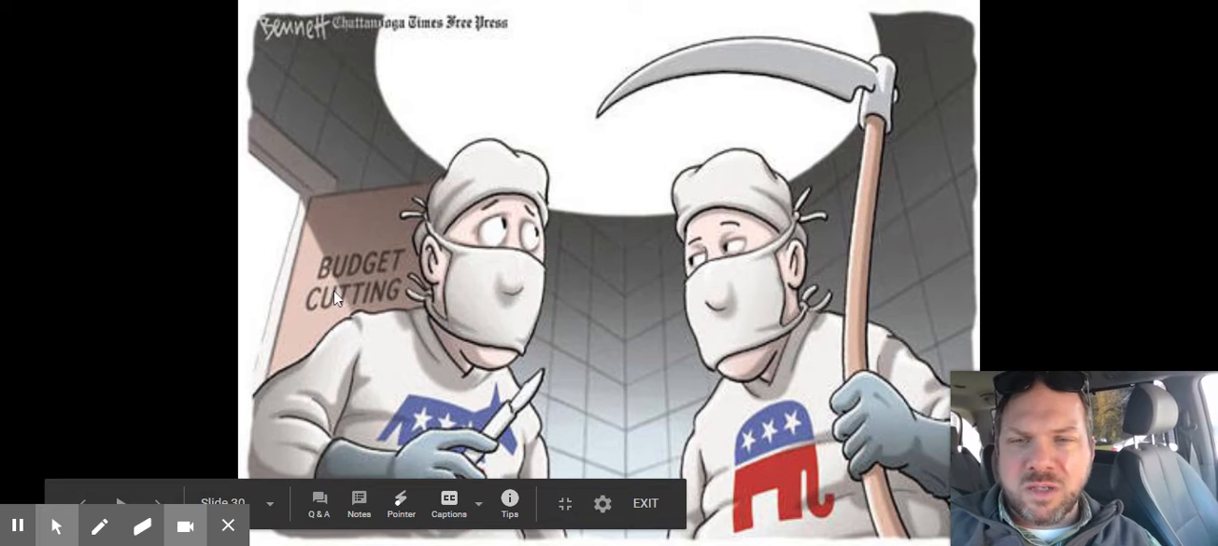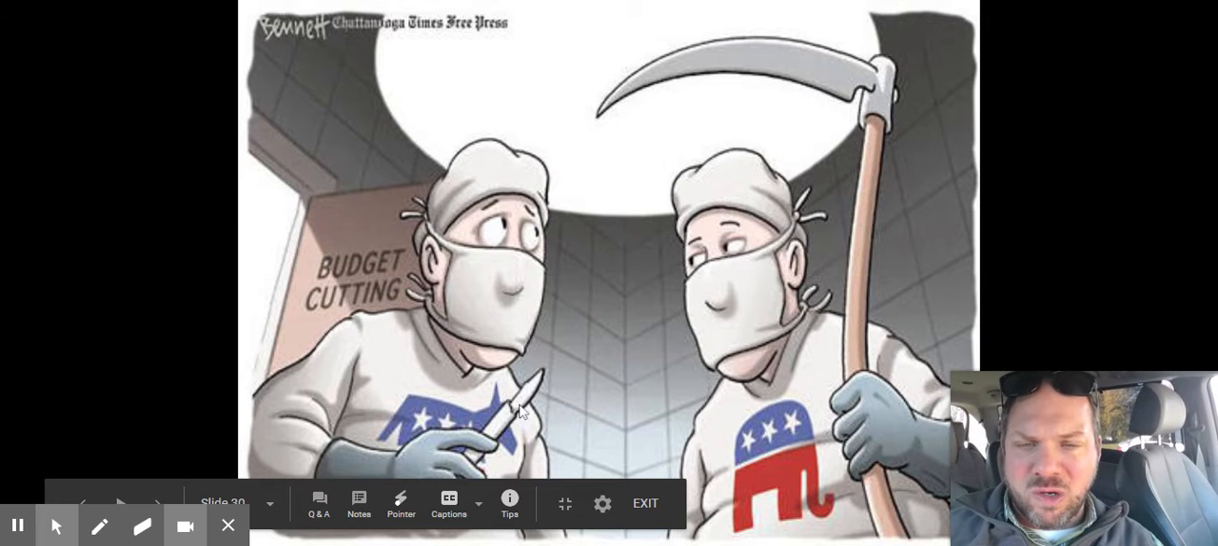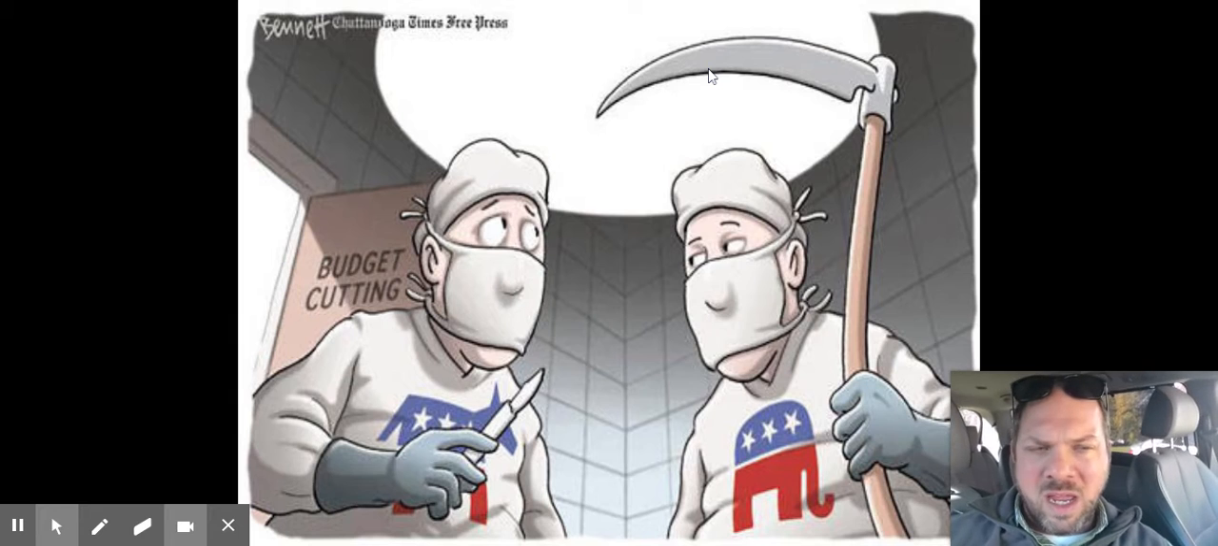Now, the door says budget cutting. And you have the donkey, so with a little bitty scalpel is what they use for surgery. And you have the elephant with a big sickle. And would that be very well to perform surgery with?